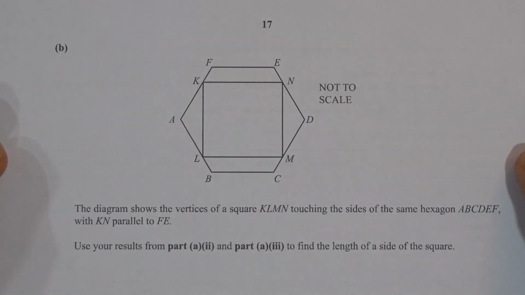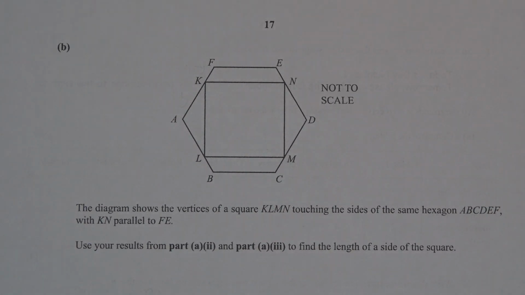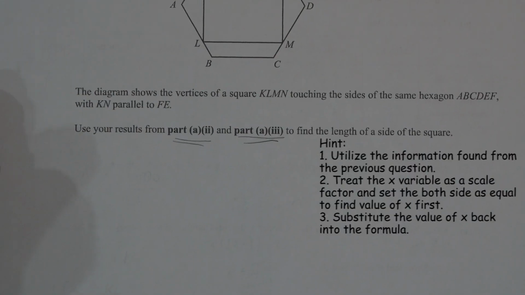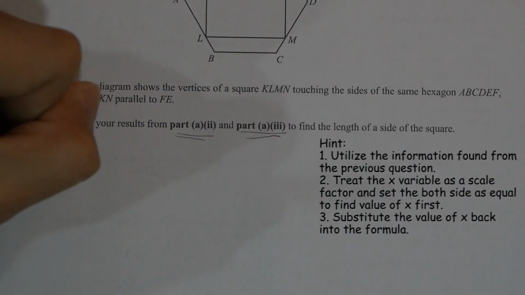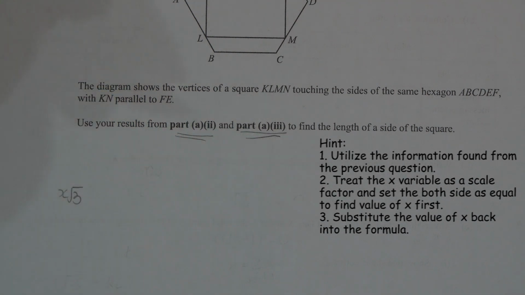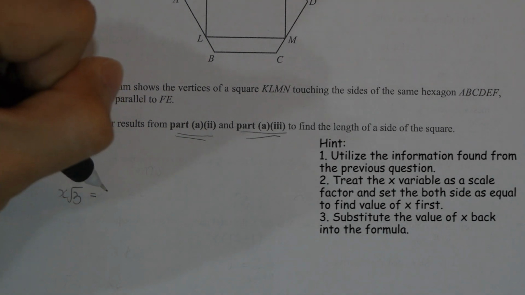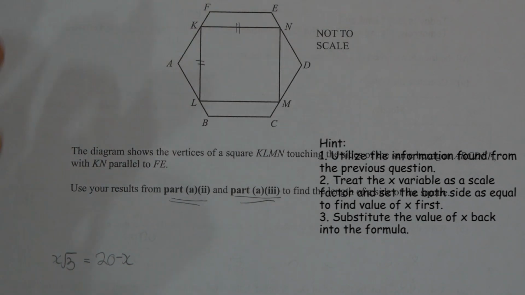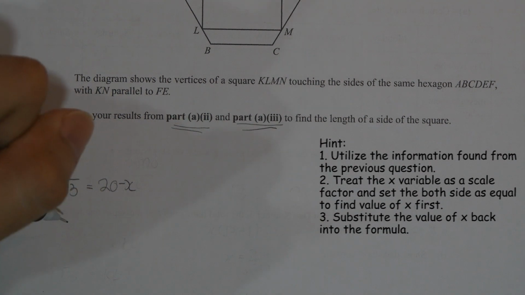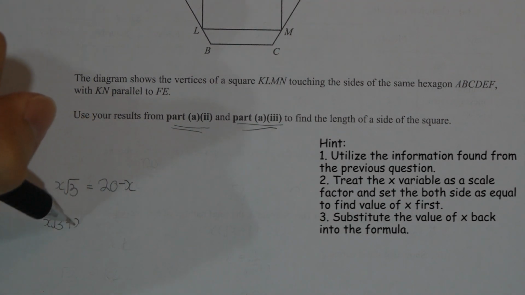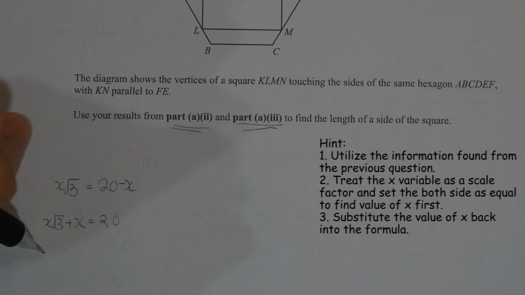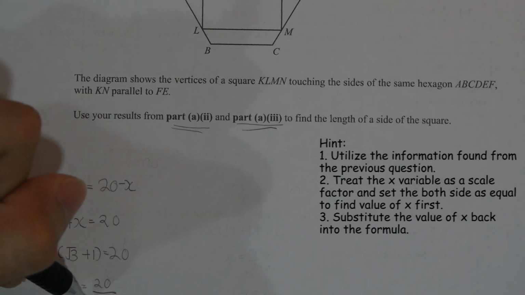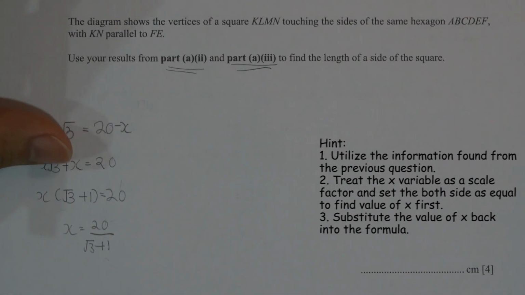So for part B, okay, this actually requires a lot of thinking. So you're required to take note that for a square, the sides are actually the same. But for the previous question, what we got is actually different, because x square root 3 is the width and 20 minus x is the length. So if you set them both equal to each other, then you'll be able to find the scale factor.